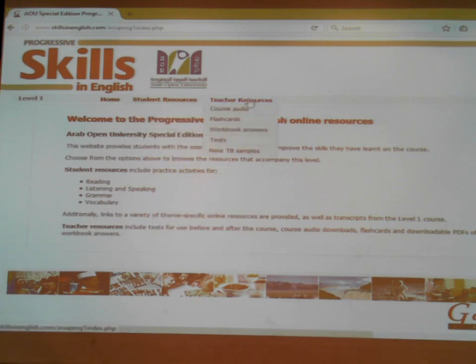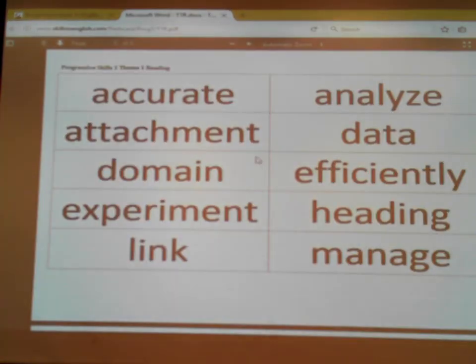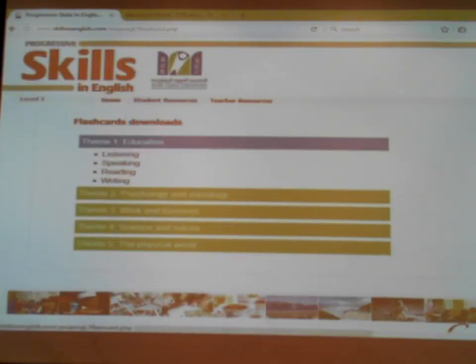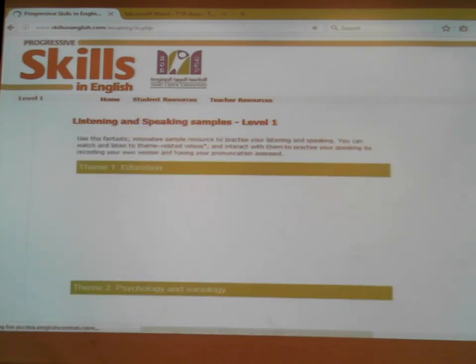We even have the teacher resources where he gets to have flashcards. He can be in PDF forms. Let me share one with you. Reading, for example, in a PDF form, he can really use these vocabulary that are related to the theme and use them as flashcards for activities in the classroom. Again, this is open for the students and not closed. Let me go back to the student resources, and we try our luck with the listening.